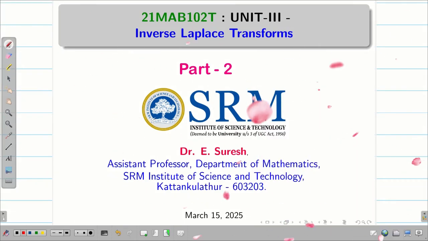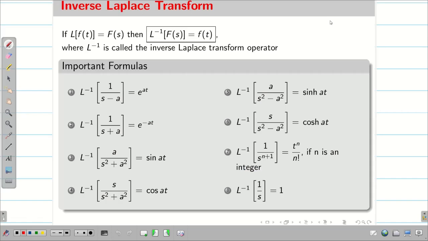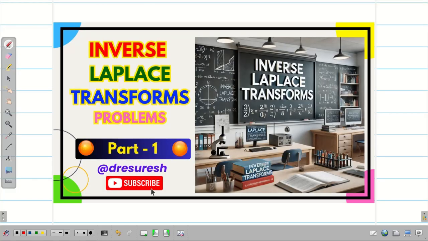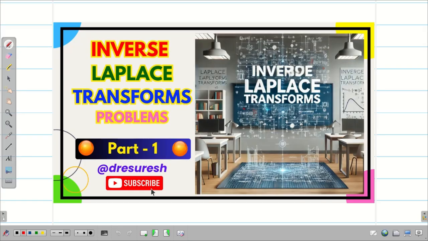Dear student, welcome to the problem solving session part 2 on inverse Laplace transform. Just we recall the basic formulas which we used in the inverse Laplace transform in the previous sessions. In the part 1 video, we learned the basic ideas on inverse Laplace transforms and a few problems we did. Just we have a quick recap.